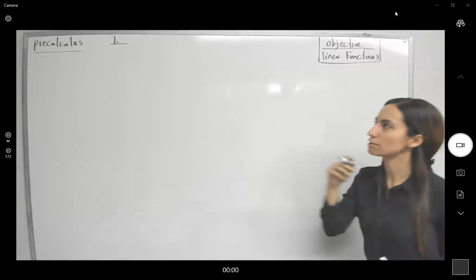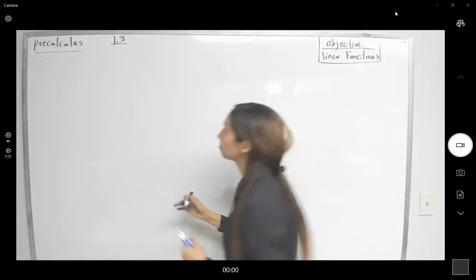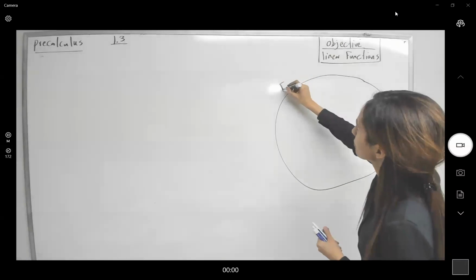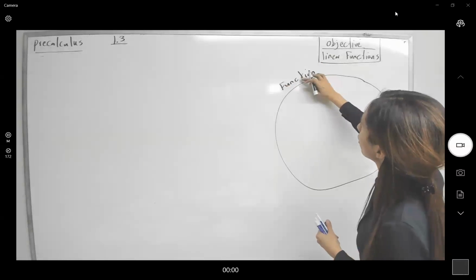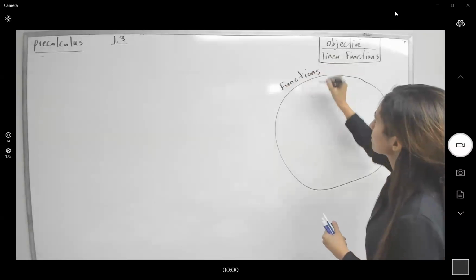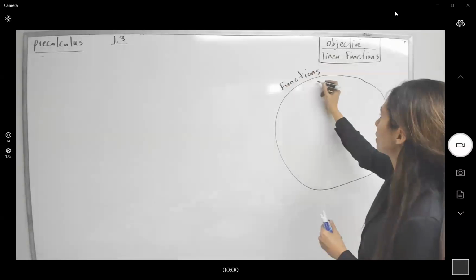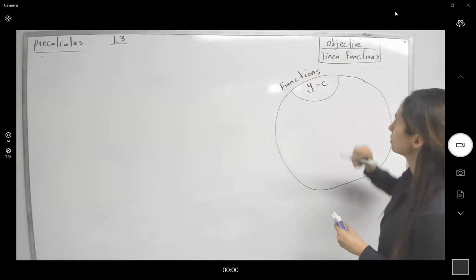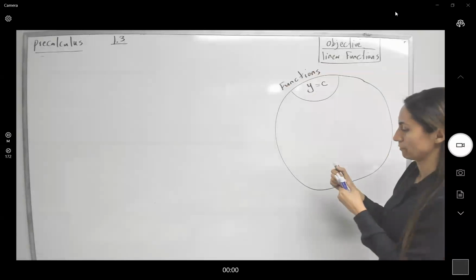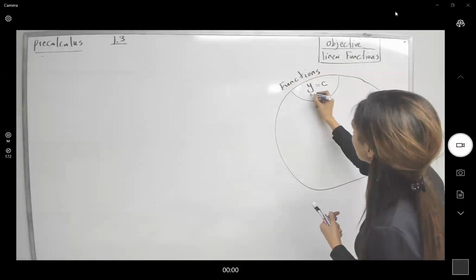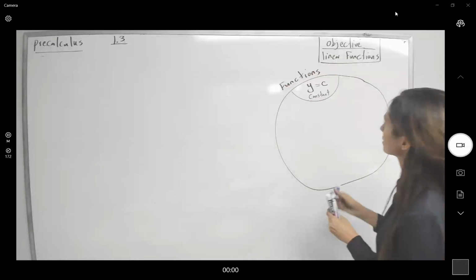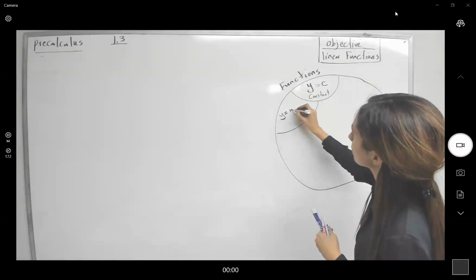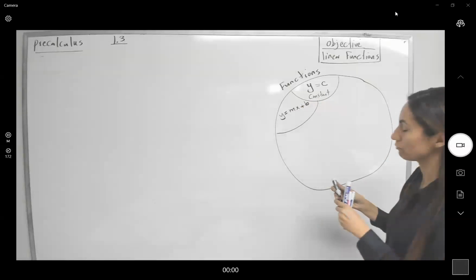When we classify functions, we have a very big family of functions. The very function that comes to mind is the constant function, y equals c. Very good. Constant function, and then linear function. So let me write down the name, constant function. Then you have y equals mx plus b, which is a linear function.